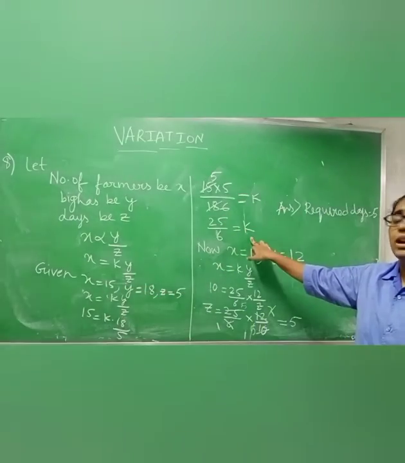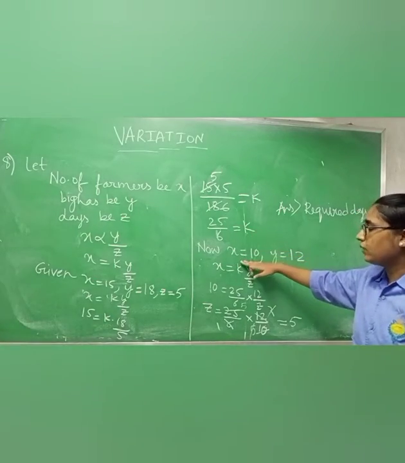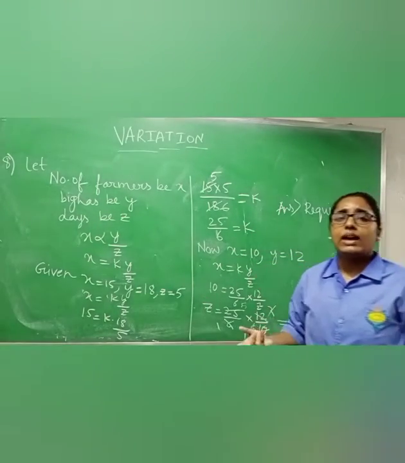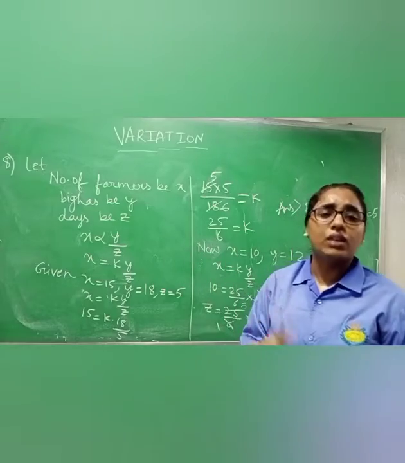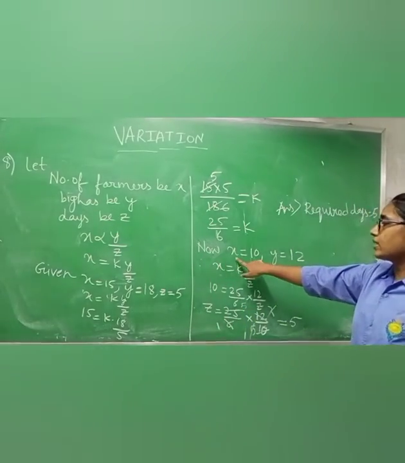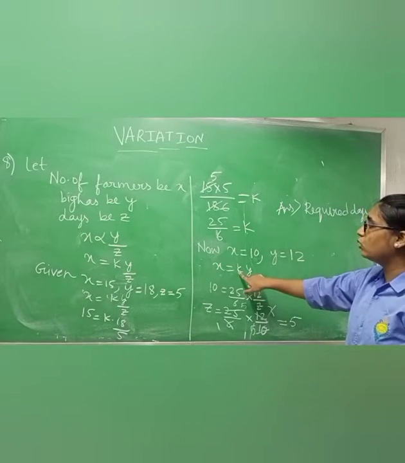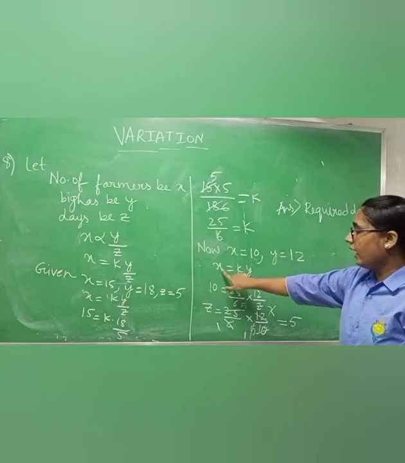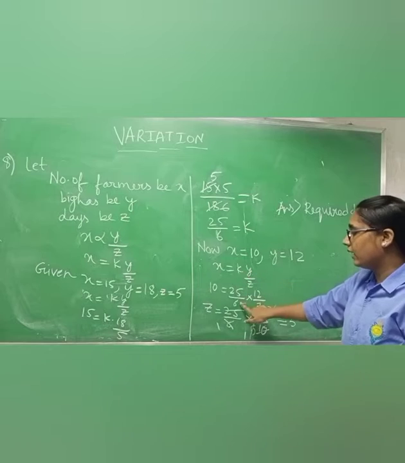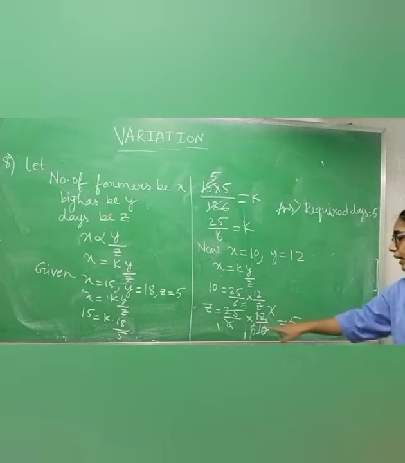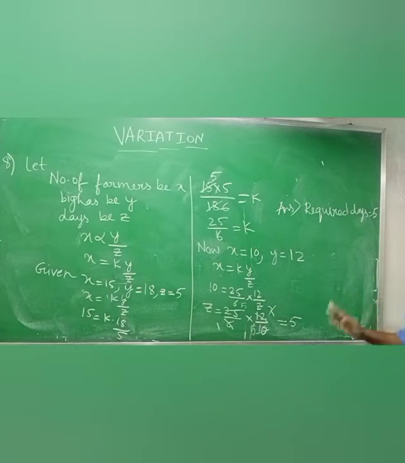When you get the k value, in the second phase you can see two variables' values are already given, but you have to find the third one. In this one also x given, y given, you have to find z only. And k value you got from this. So just put x value, y value and k value and then solve it, z value you will get. The third variable value you will get. I am getting required days equals 5. Okay, write this one.